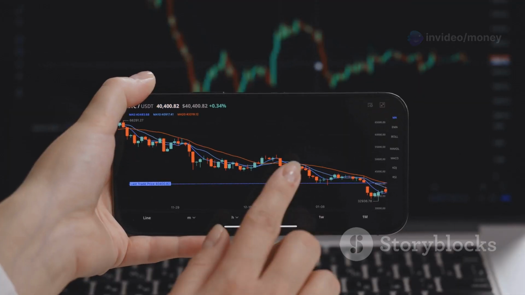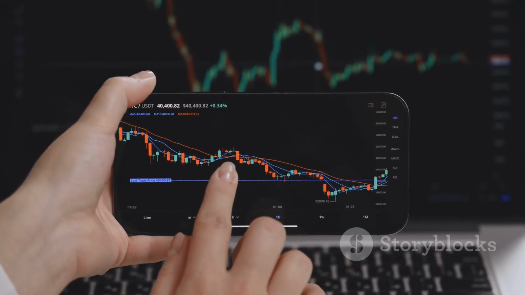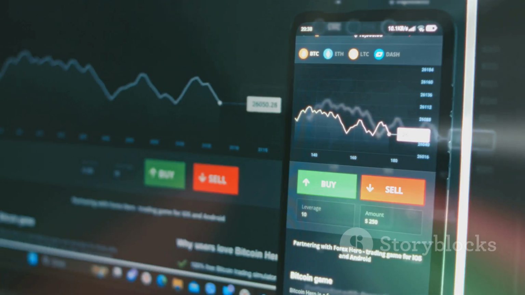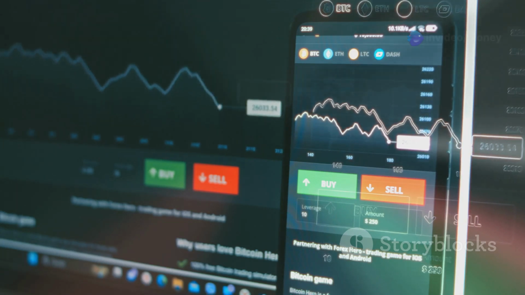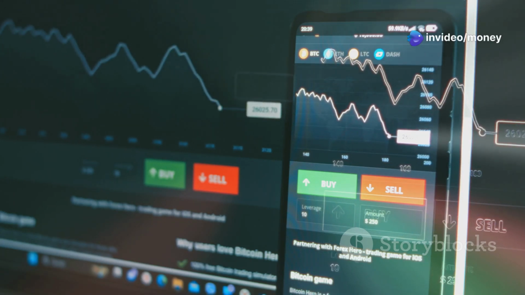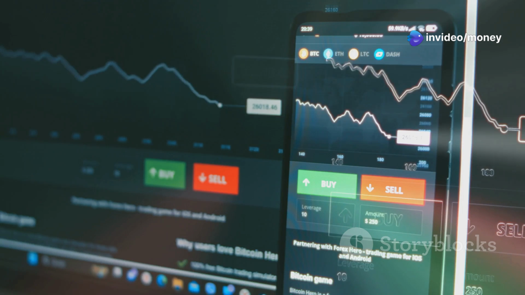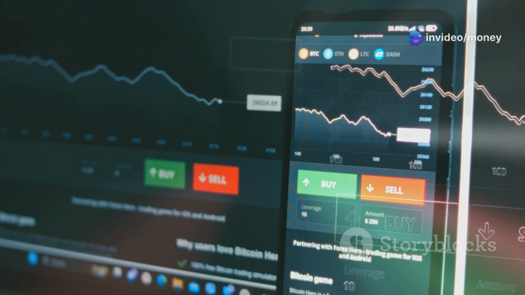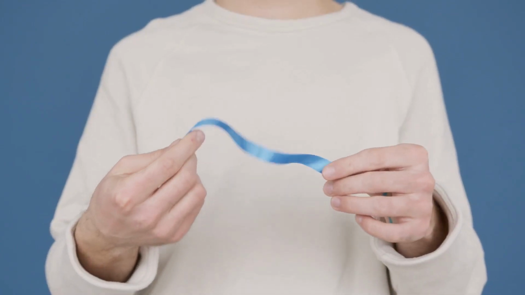But that's not all. The MACD also helps us spot potential overbought and oversold conditions. See, if the MACD line moves too far away from the signal line, either to the upside or downside, it could mean the price is getting ahead of itself and might be due for a pullback. Think of it like a rubber band.